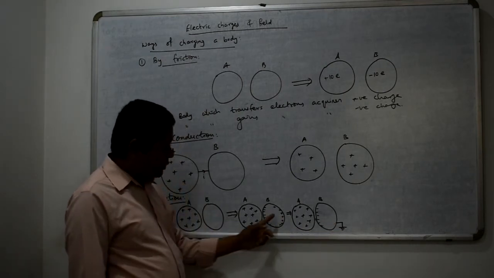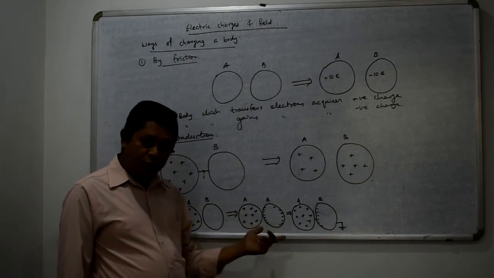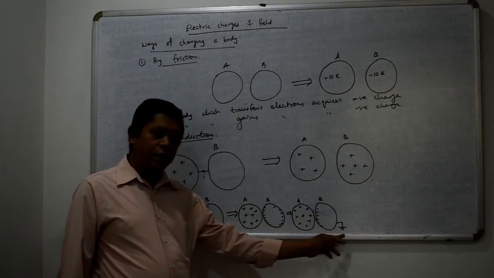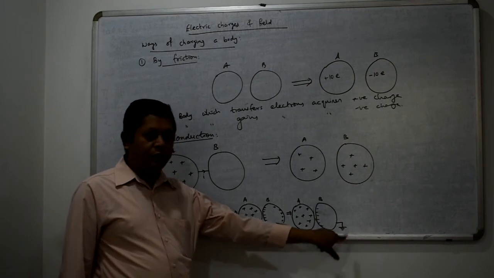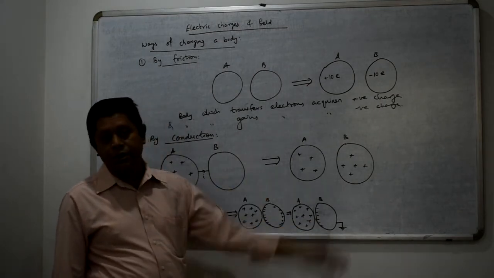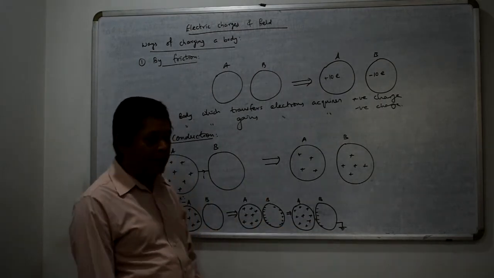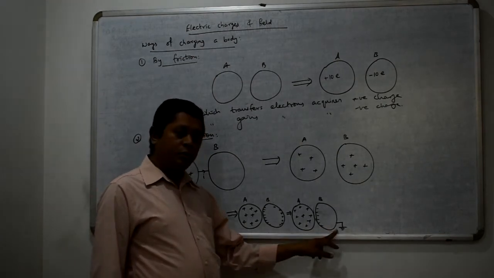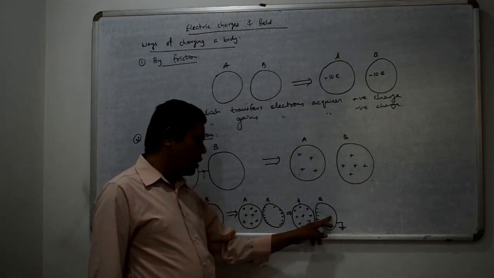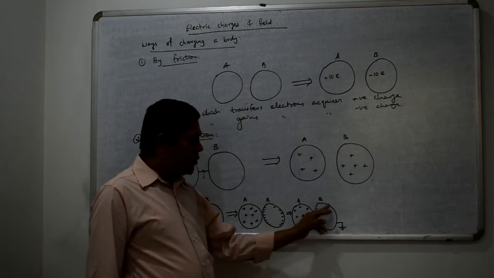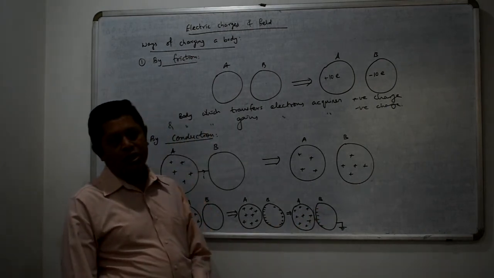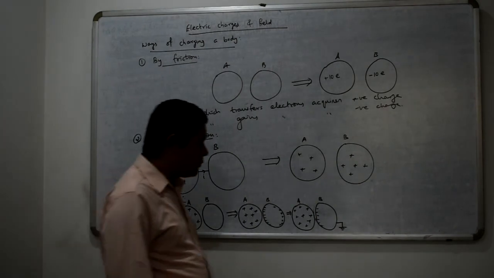Again the question: the positive charge means positive ions, how will they move to the ground? It is not so. What is happening is that electrons from the ground, we can say ground is a big reservoir of charges, are transferred to this body and they neutralize these positive ions. So that way, from this body B, positive charges are transferred to the ground.